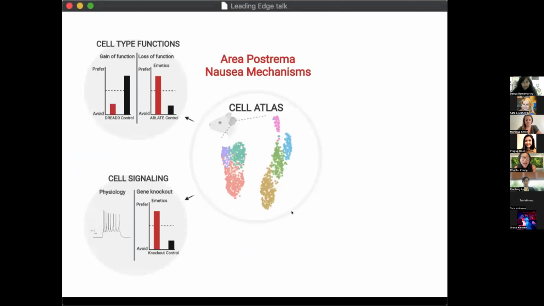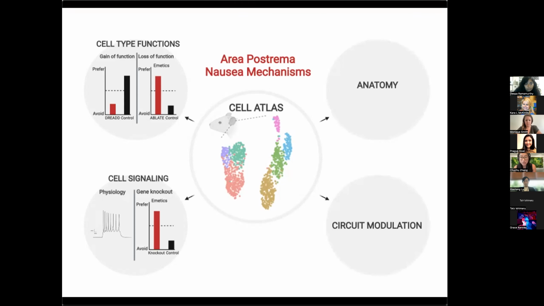So far, I have identified cell types relevant for nausea-like functions through chemogenetic gain-of-function and loss-of-function studies. Not shown here, but I also investigated the cellular physiology and signaling pathways relevant for the nausea conditions. Next, we look at the circuit-level engagement and modulation.